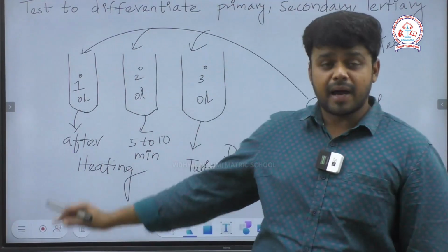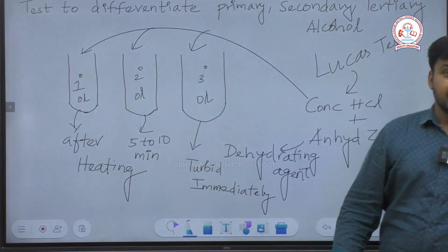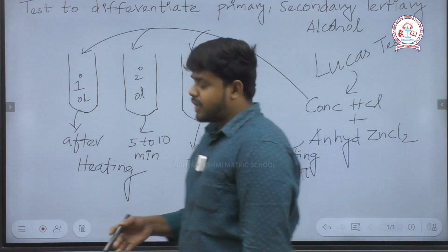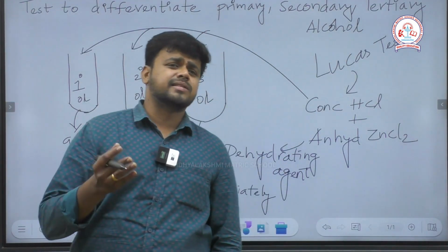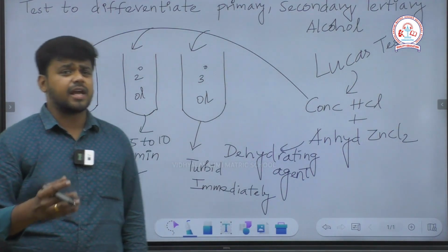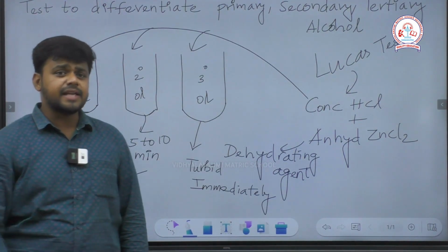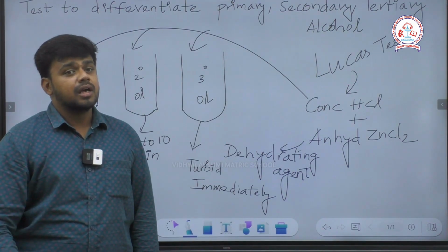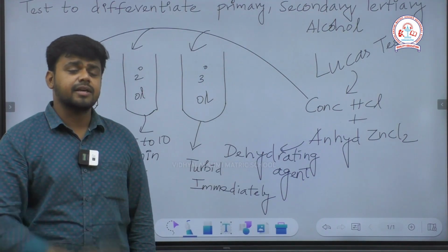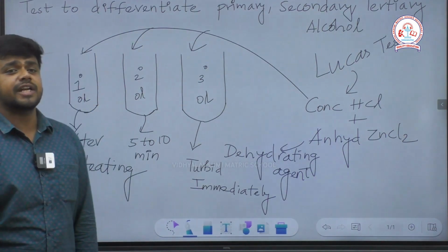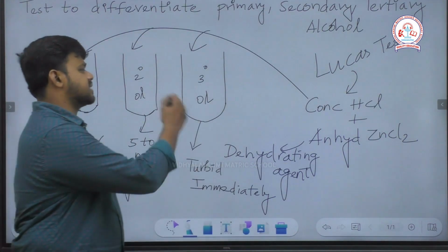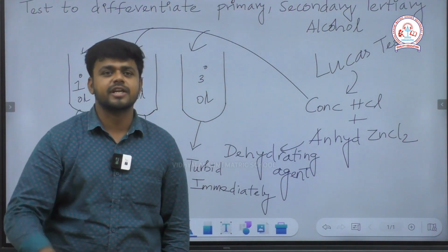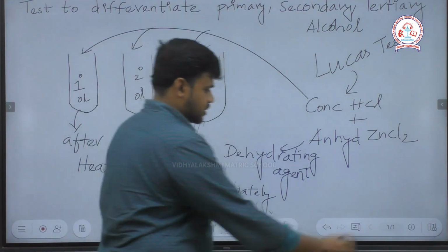See, the theoretical part of this test contains the Lucas reagent, which is concentrated HCl and anhydrous zinc chloride. If we add this reagent to the 3 types of alcohol, primary, secondary and tertiary, if we get turbidity immediately, it is tertiary. If we get turbidity in 5 to 10 minutes, it is secondary. If we get turbidity only after heating, it's a primary alcohol. Secondary and tertiary will respond at room temperature. Primary will not respond at room temperature. So let's go to the reaction.